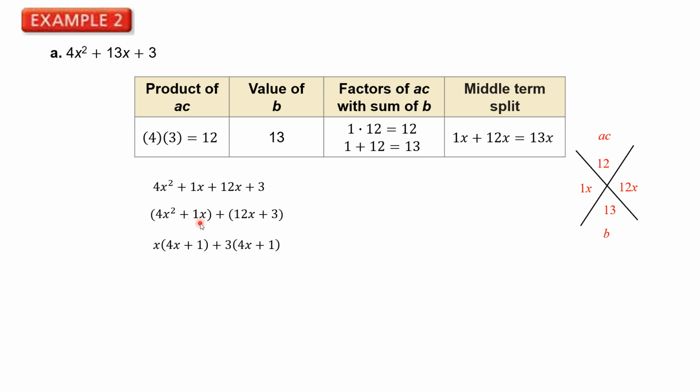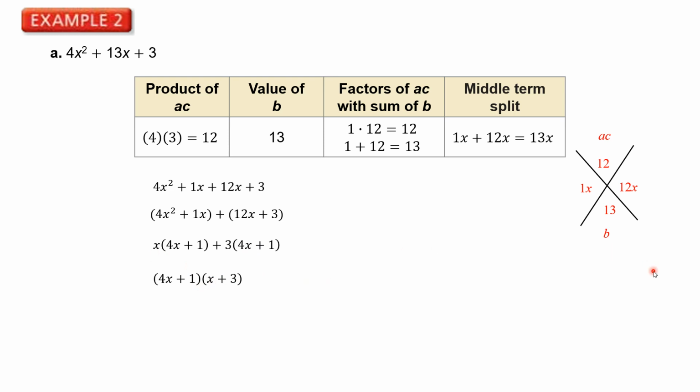So we have a common factor of x, and that leaves 4x plus 1 when we divide it out. The next group has a common factor of 3. Divide by 3 and you get 4x plus 1. And then our common binomial factor is 4x plus 1. We pull that from each term and we're left with x plus 3.